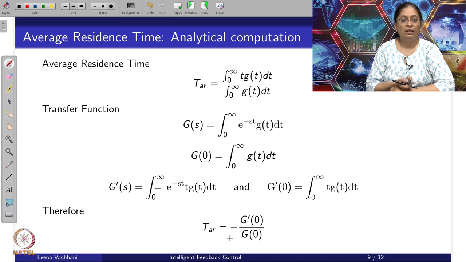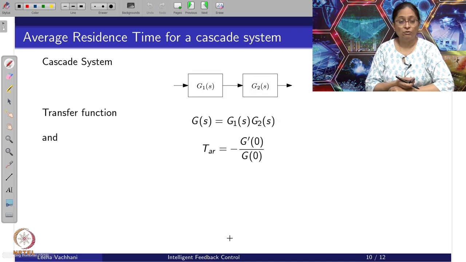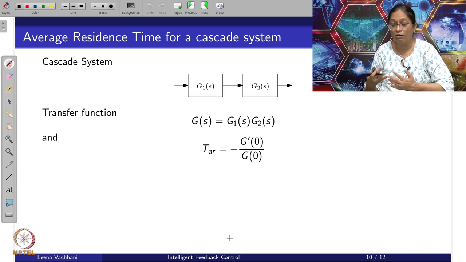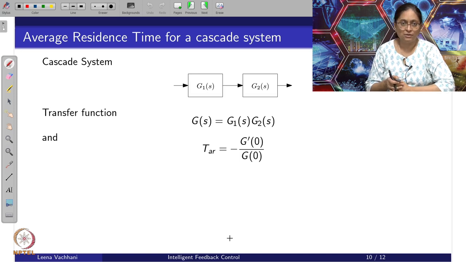All right, fine. So this also gives an idea about the average residence time of the cascade system and how they are related. For a cascade system, in terms of the transfer function, the overall transfer function of a cascade system is given by g1 times g2.